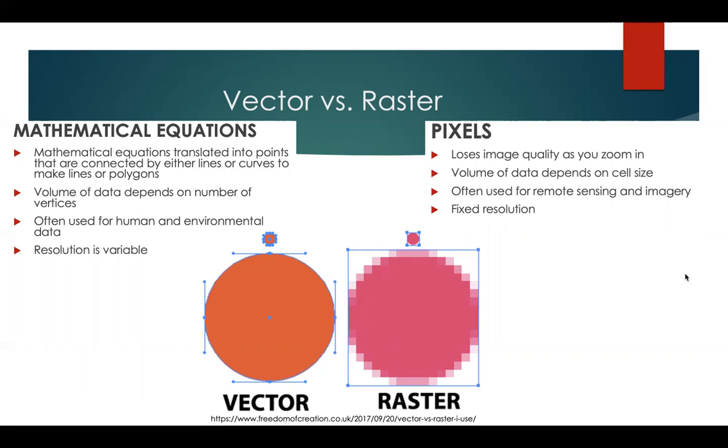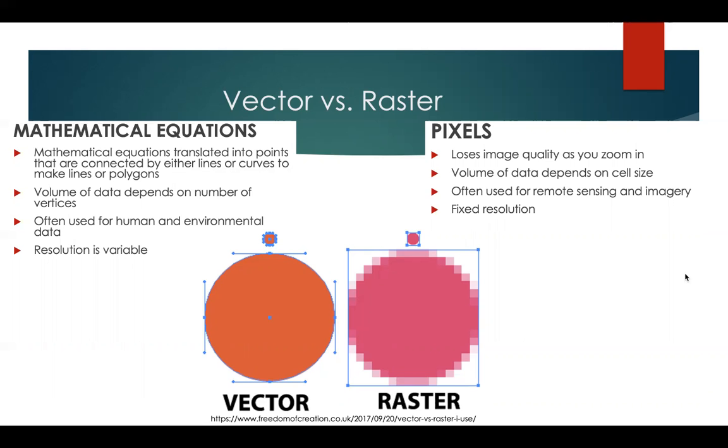Raster, on the other hand, relies on pixels. This loses image quality as you zoom in, sorry. Volume of the data depends on the cell size. Often, this is used for remote sensing and imagery, and it has a fixed resolution.